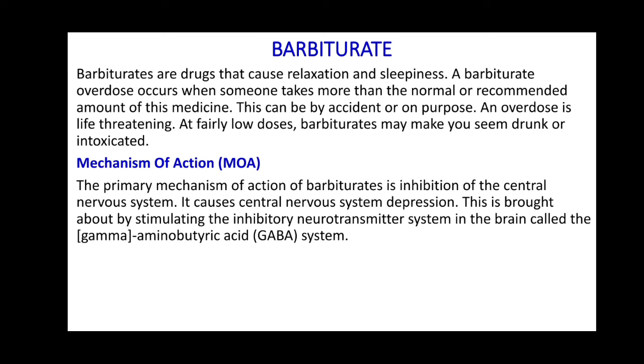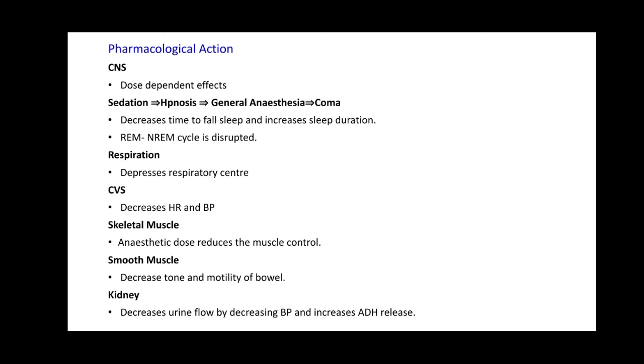Mechanism of action, MOA. The primary mechanism of action of barbiturates is inhibition of the central nervous system. It causes central nervous system depression. This is brought about by stimulating the inhibitory neurotransmitter system in the brain called the gamma-aminobutyric acid, GABA, system. Pharmacological action, CNS: dose dependent effect, sedation, hypnosis, general anesthesia, then comes coma.